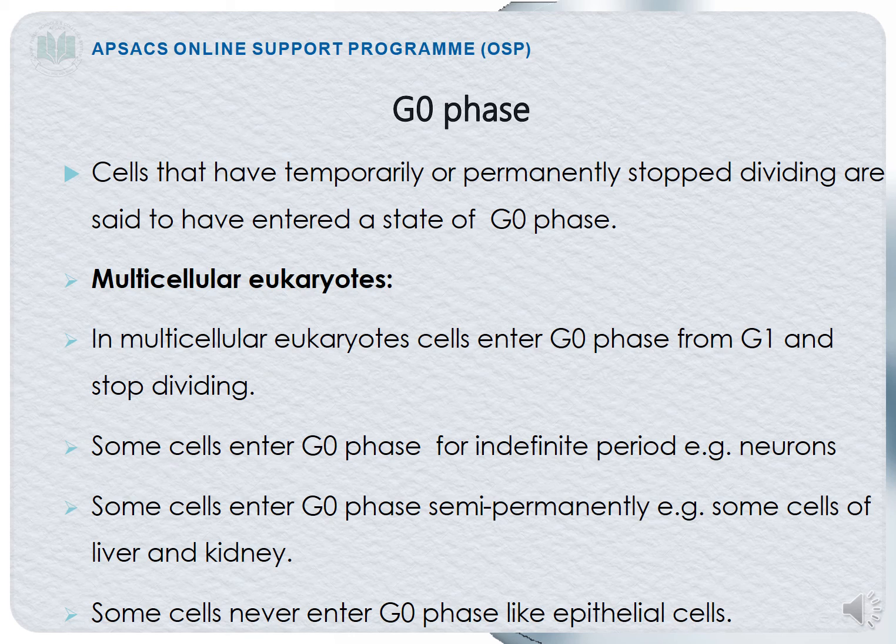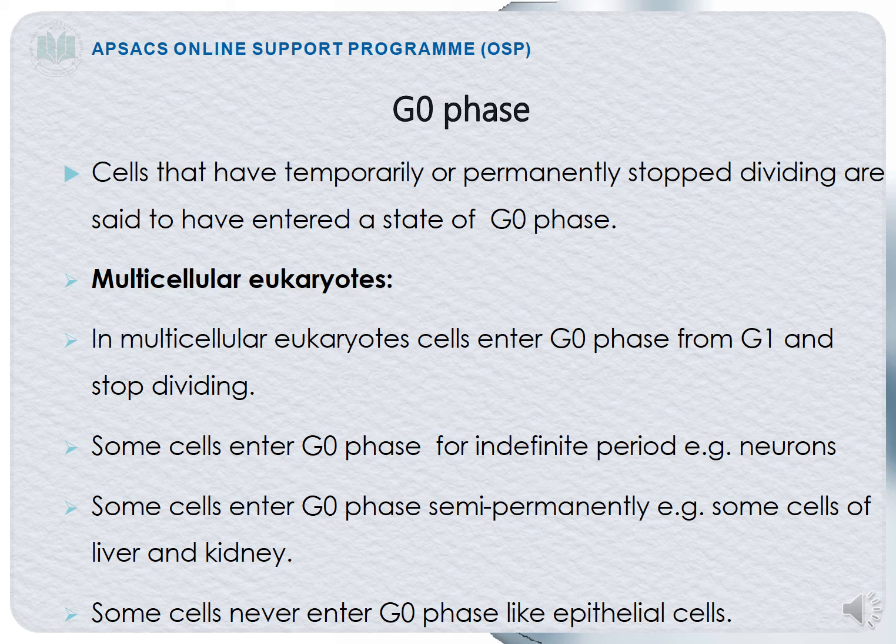If I am talking about the multicellular eukaryotes, from the G1 phase they will directly enter into the G0 phase. Only those cells which are not dividing or which stop their division. So here are some examples. Some cells enter G0 phase for an indefinite period of time, for example, the neuron cells. Neuron cells are those cells which are present inside your brain, right? And they will enter into the G0 phase for an indefinite period of time because there is no need for division of those cells.